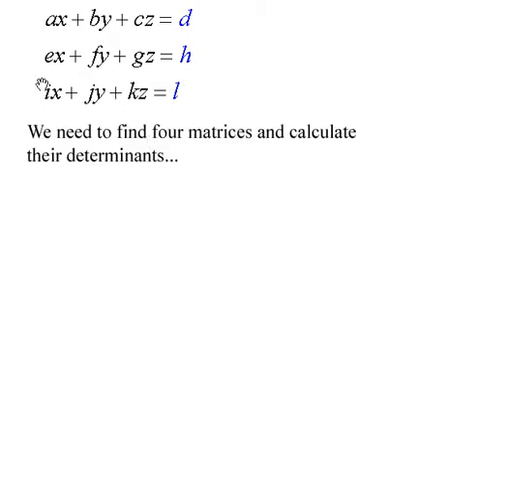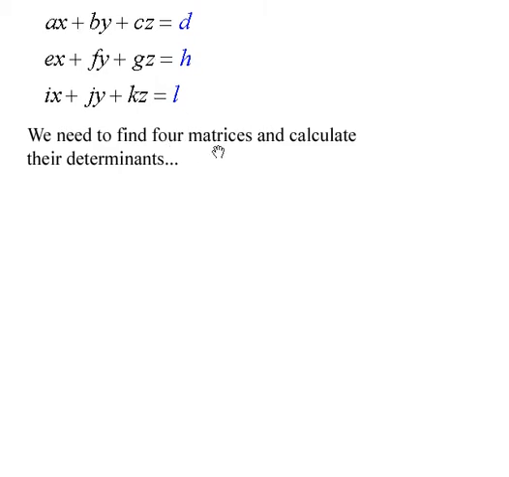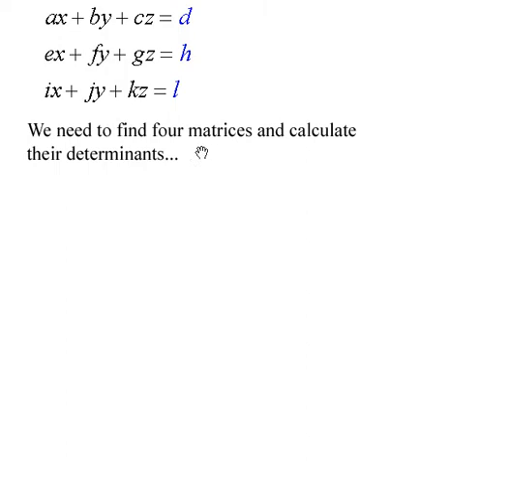When we had two equations, two variables, we needed three matrices to get our answer, which was an xy ordered pair. Today, with three equations, three variables, we're going to need four matrices, and our answer is going to be an ordered triple, an x, a y, and z, which represents a point in three-dimensional space. So let's start by setting up the four matrices, and then we'll calculate their determinants.